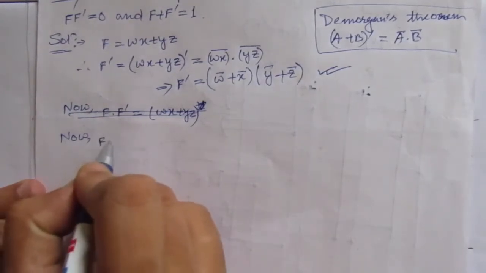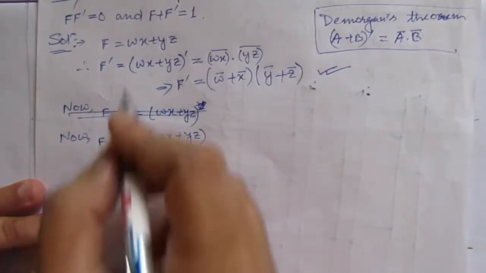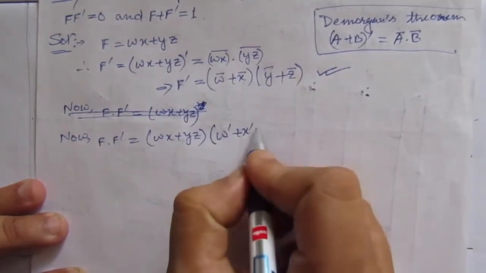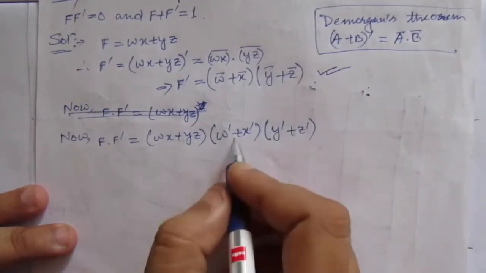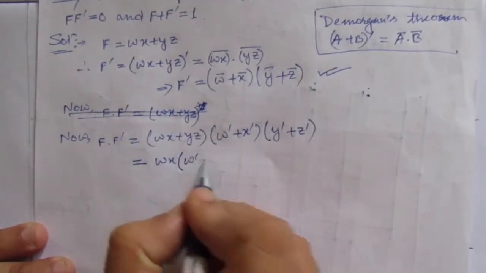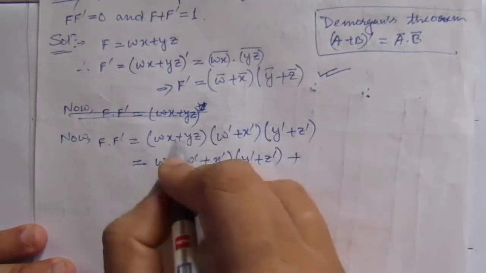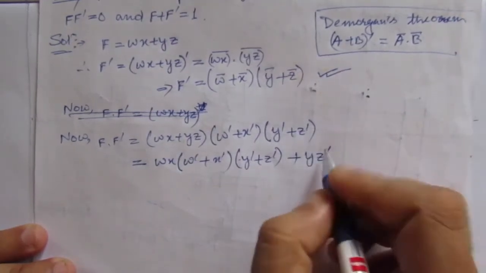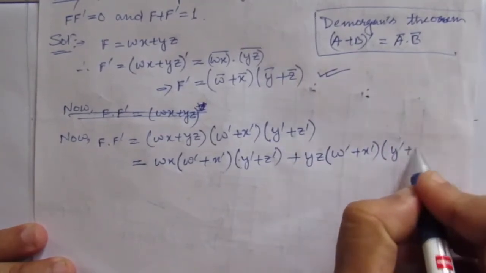Now F into F dash equals WX plus YZ, and F dash is this one: W bar plus X bar, then Y complement plus Z complement. Now let us expand this expression. We can rewrite it as WX whole into (W bar plus X bar) into (Y complement plus Z complement), then plus YZ. Now you multiply this term with YZ: YZ whole into (W complement plus X complement) whole into (Y complement plus Z complement).